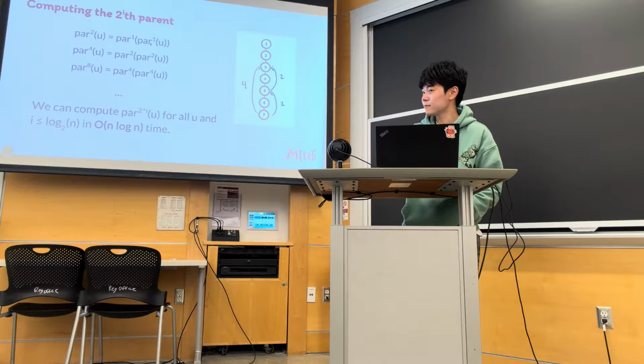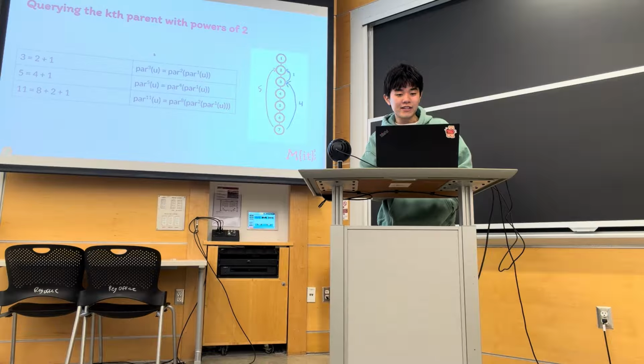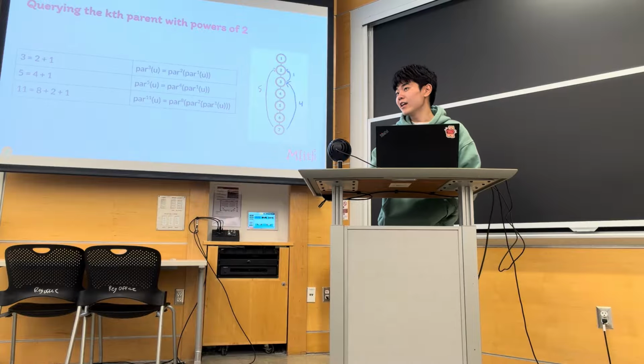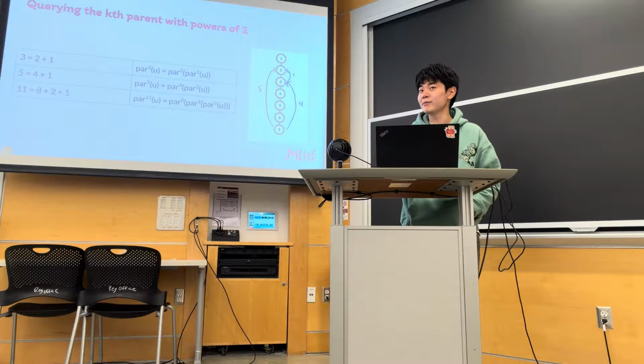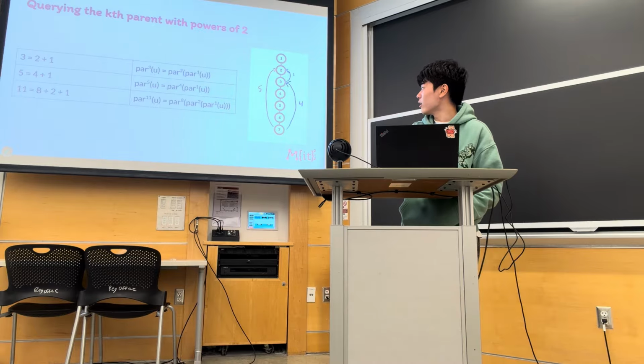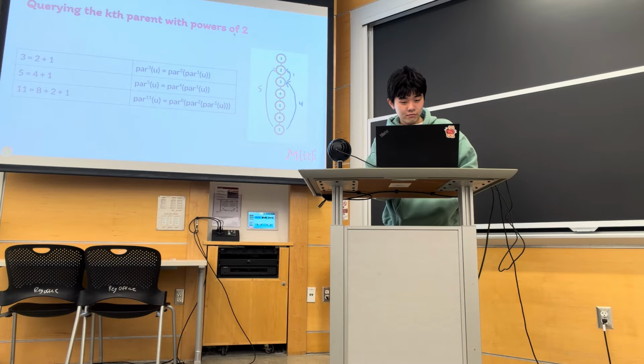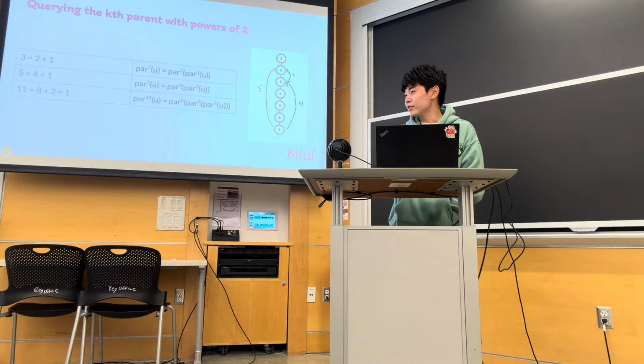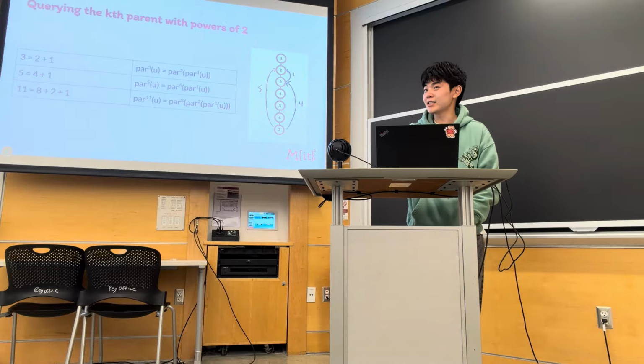So now we have this useful thing, which is that we can find the 2 to the ith parent of u, which is useful because now instead of jumping up one at a time, we can jump up by a power of 2. And powers of 2 grow pretty fast, right? So now we'll show how we can get the kth parent of a node by only using parents that are a power of 2. Looking at k, we know that any integer can be decomposed into a binary representation, which is basically a sum of powers of 2.